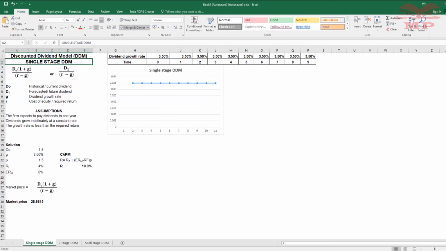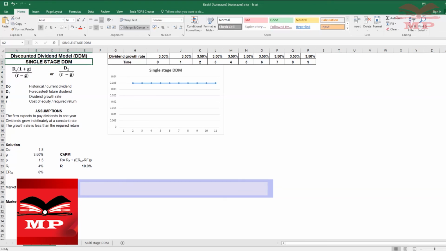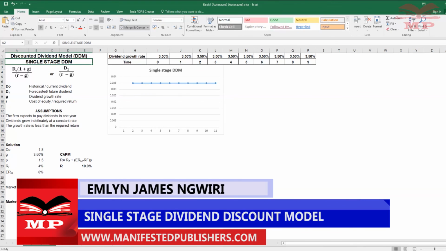In our next lesson, ladies and gentlemen, we are going to do the two-stage DDM. And the two-stage DDM will also apply a similar kind of approach, where we'll be able to explain to you what the two-stage DDM is all about. And then I'll walk you through a question that will be able to do it physically on Excel.